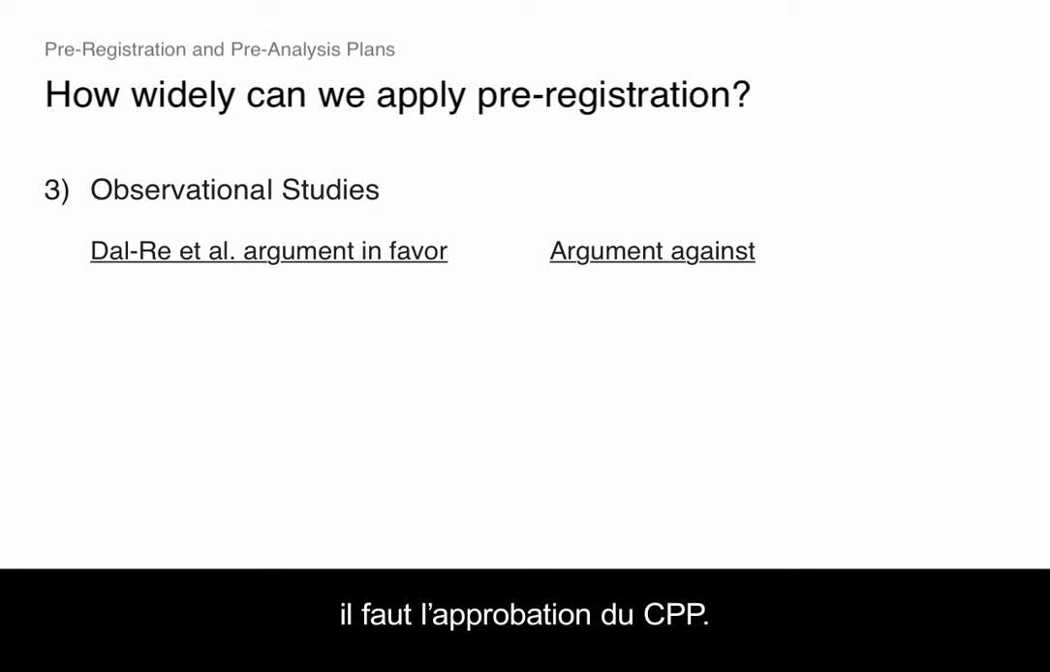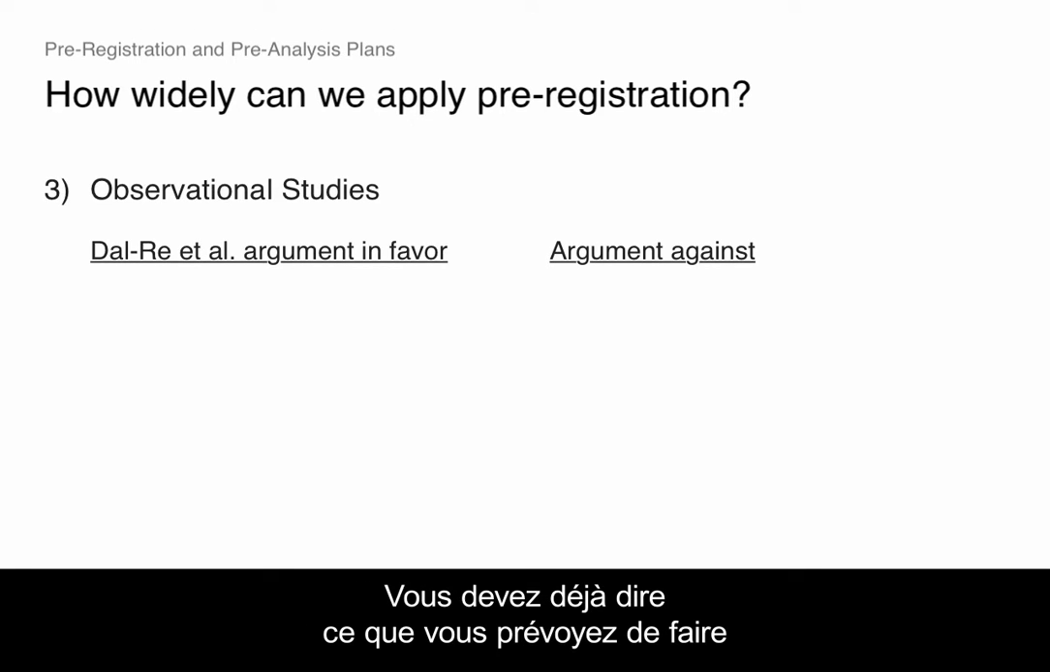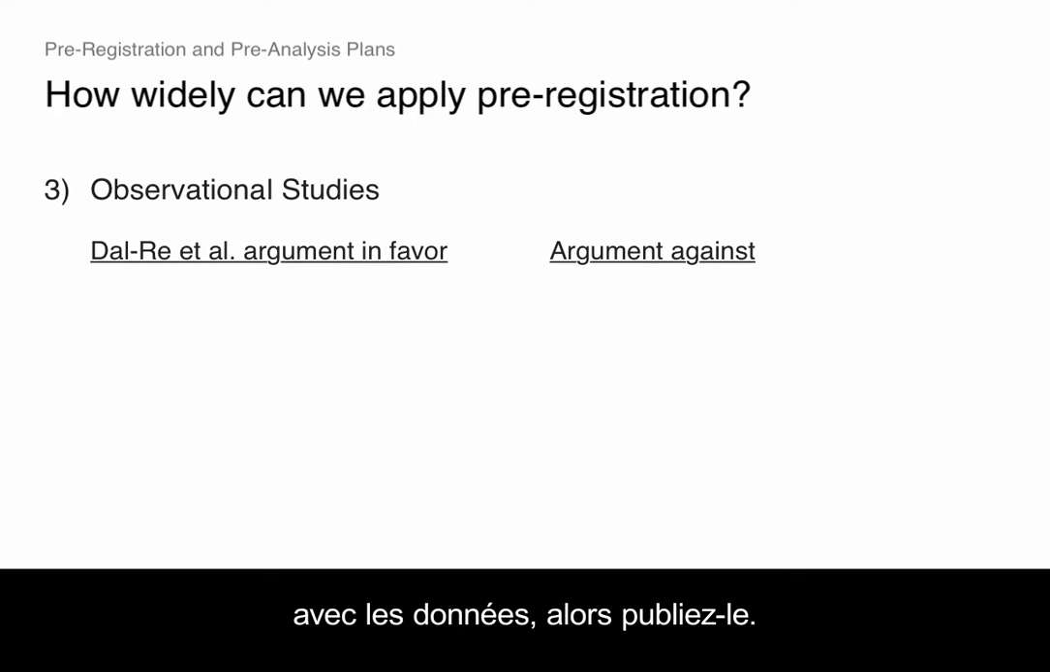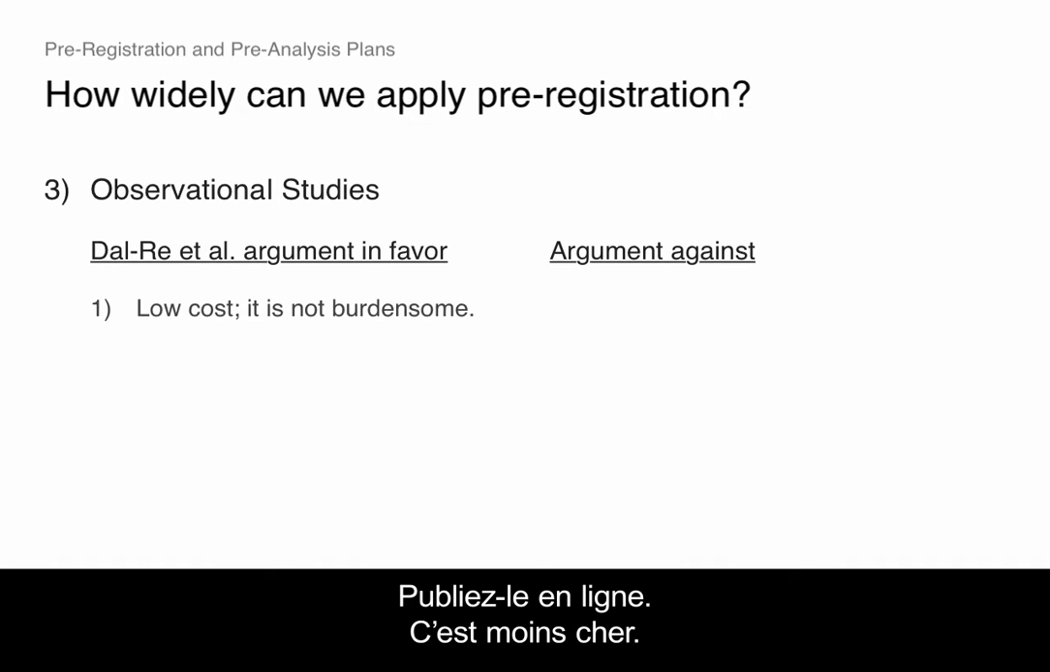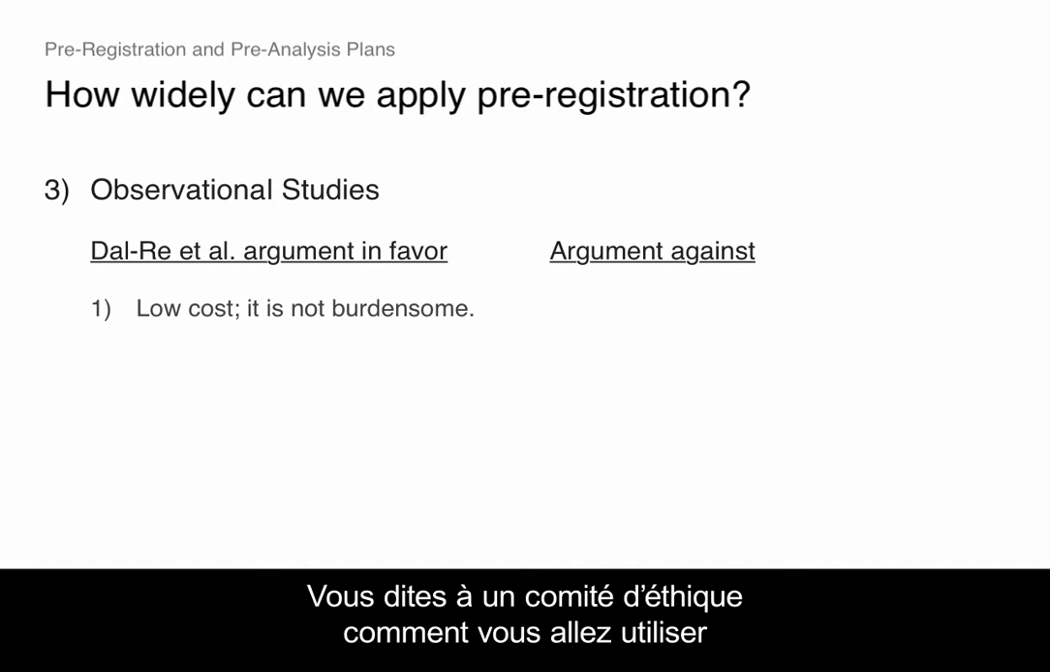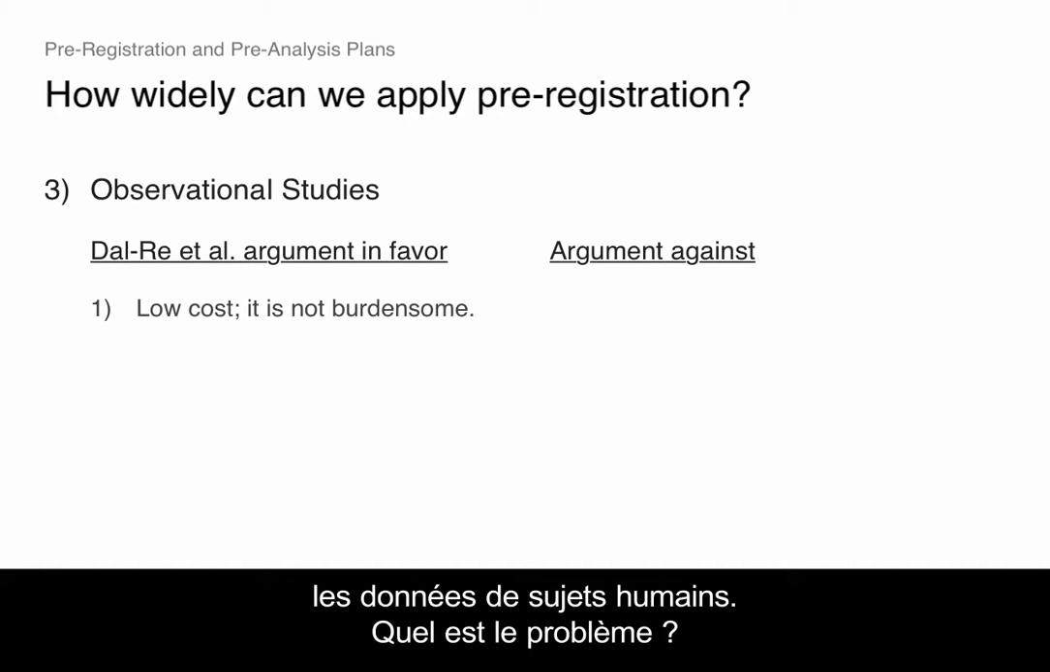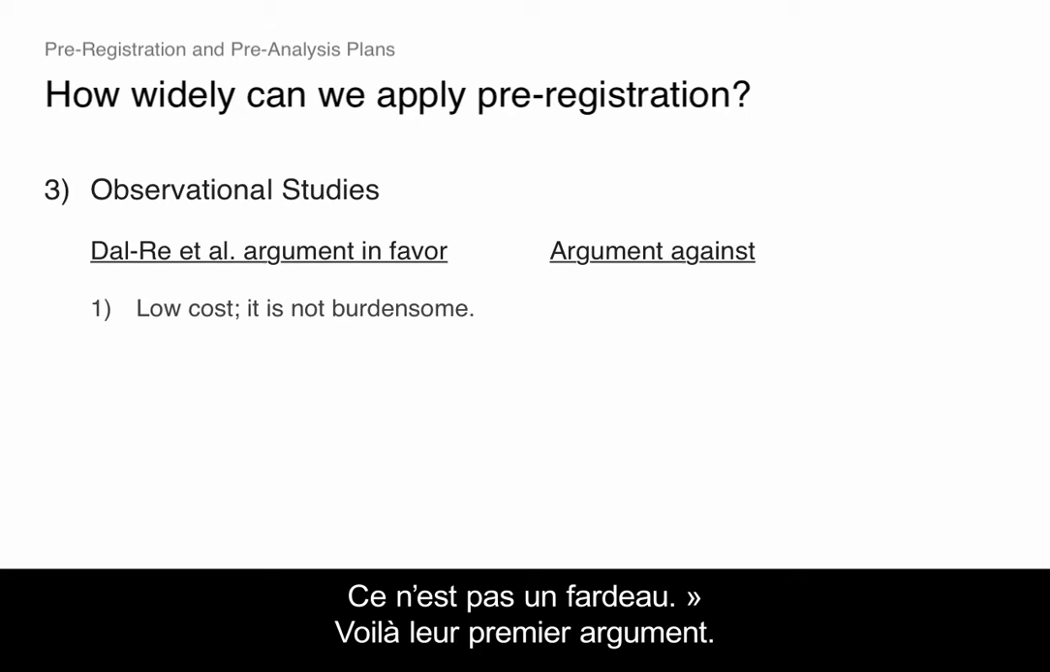So part of what we were just mentioning before, they're like, hey, if you're using human subjects data, you're getting IRB approval. You're already telling somebody what you're planning to do with the data. So just post it online. It's low cost. You're telling an ethics board how you're going to use human subjects data. What's the big deal? It's not burdensome. That's their first point.